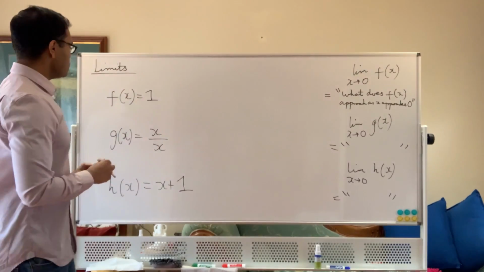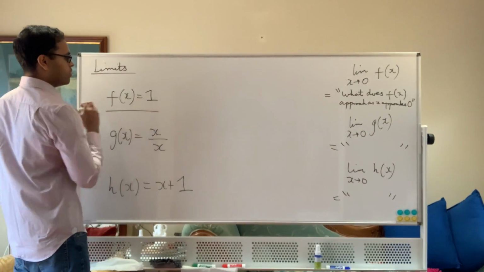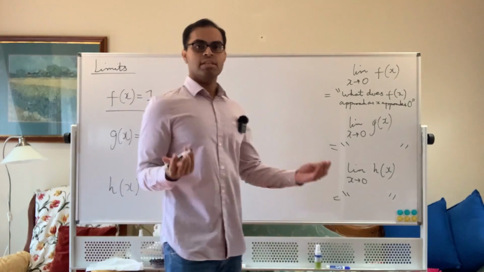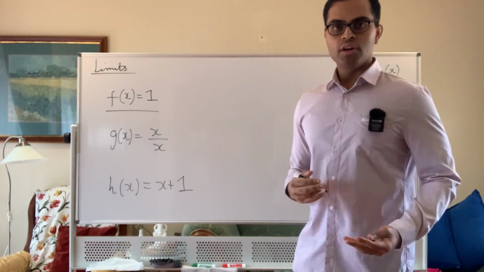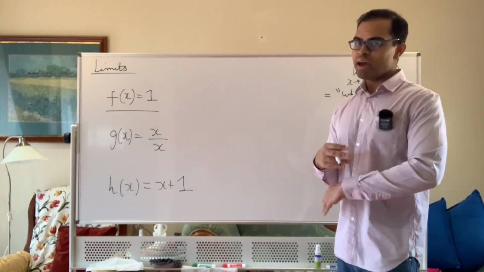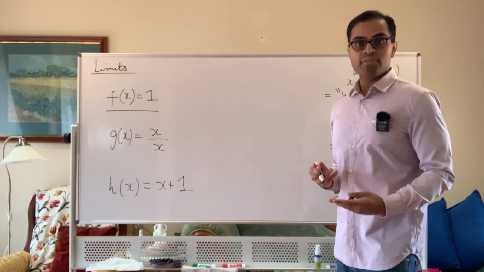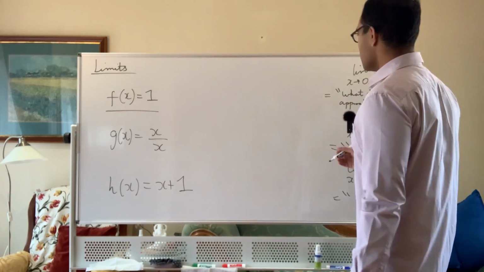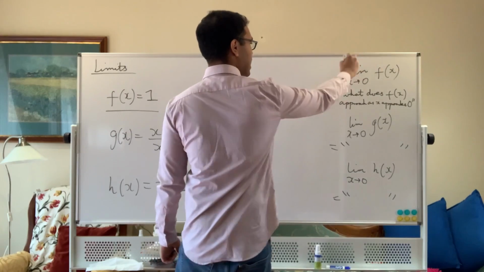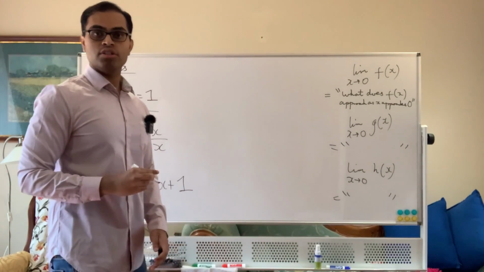So for example, if you start off with f of x equals 1, well, f of x is always equal to 1. It's a constant function. So as x approaches 0, it doesn't matter as x approaches anything really, whatever x is, f of x is 1. So in particular, we can say that the limit as x goes to 0 of f of x is just going to be 1.